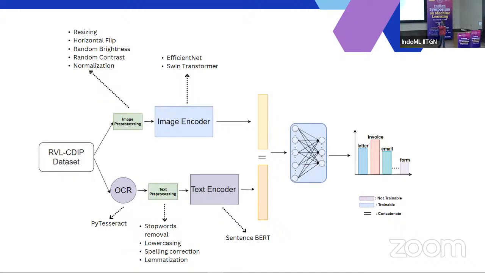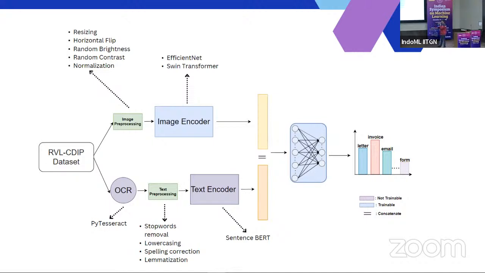In the visual branch, first we pre-process the image and resize it based on the experiment, then apply augmentation sequentially, and finally normalize the pixel values. For the image encoder, we selected two encoders: one from the CNN family, that is EfficientNet, and the other from the vision transformer family, that is Swin Transformer. Passing the pre-processed image, we get the embeddings.